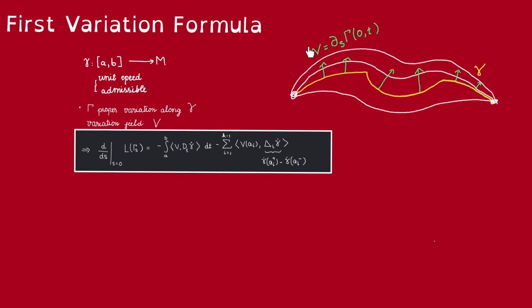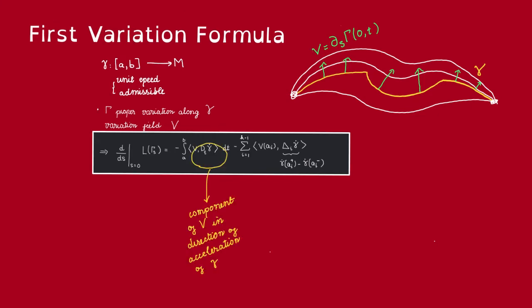Alright, so what does the first variation formula say? Intuitively, it's saying that this change in arc length is determined by two things. Number one is the component of V in the direction of this, the acceleration vector field of gamma. From this term, we see that deforming the curve gamma in the direction of acceleration, so V is in the same direction as the acceleration, will actually shorten its length.